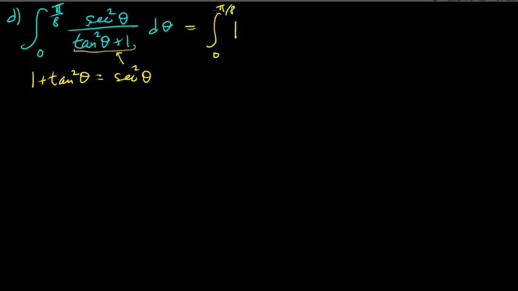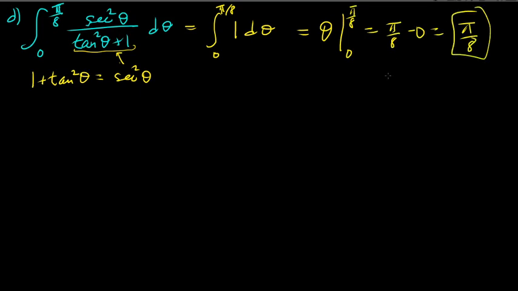Okay. So if you're trying to do substitution or anything like that, you're really making it a lot harder than it has to be. Right? This is just pi over 8 minus 0, which of course is pi over 8. So, yep, don't make it harder than it has to be. This was a really easy problem. If you recognize that this is just equal to 1, then that's a very easy integral to do. It's just theta, right?